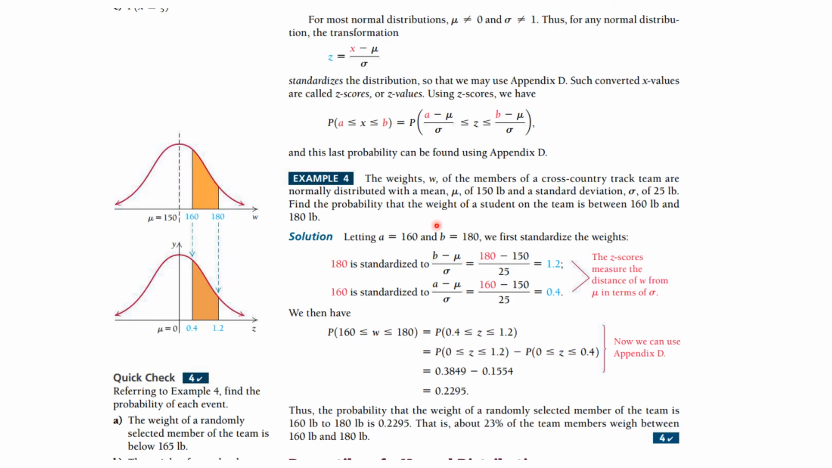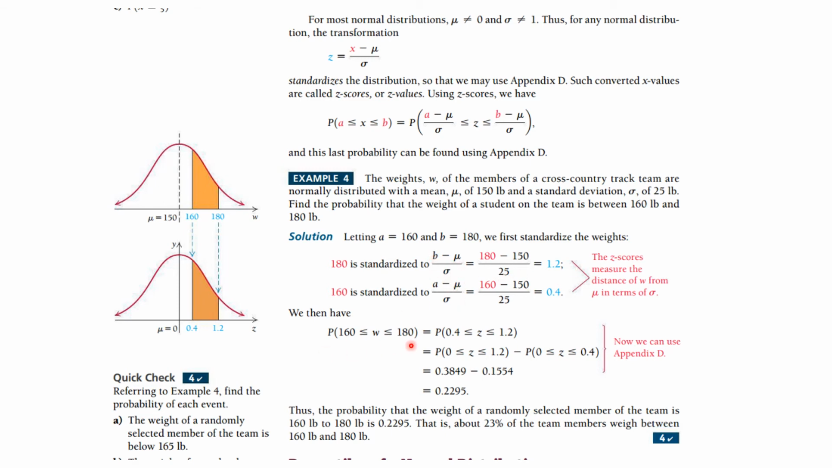Okay, so let's do an example of this. Suppose the weights of members of a cross-country track team are normally distributed with a mean of 150 pounds and a standard deviation of 25 pounds. Find the probability that the weight of a student on the team is between 160 and 180. Okay, so you see these are in X space. So what I'm going to do is standardize these. So 160 is standardized to 0.4, and 180 is standardized to 1.2. Again, this is the value minus mu divided by sigma.